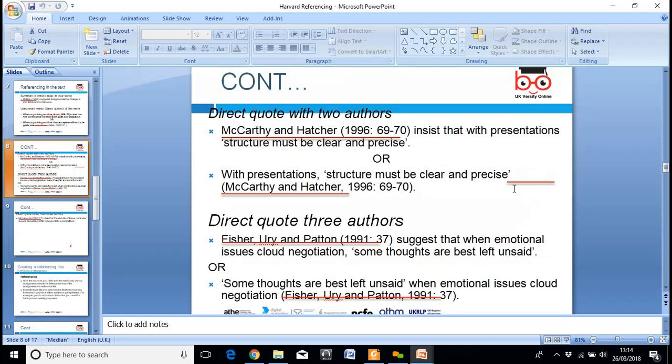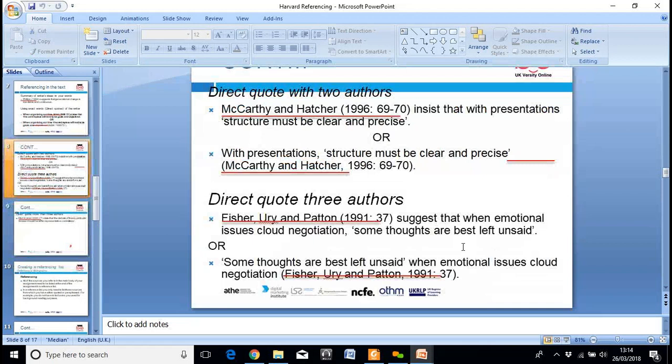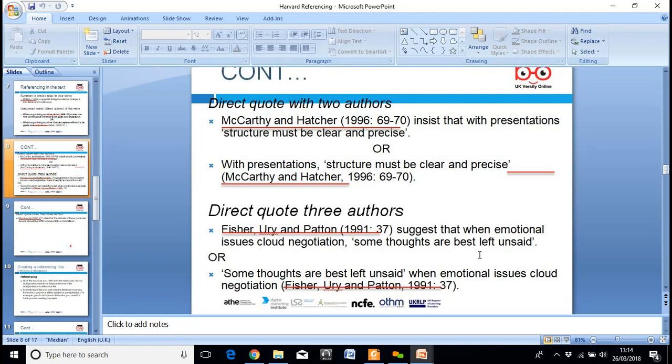A direct quote with two authors: McCarthy and Hatcher insist that with presentations, structure must be clear and precise. Or, with presentations, structure must be clear and precise, again just moving it from the beginning to the end. It doesn't really matter, but those are direct quotes using two authors, and both names are in. With three authors, you've got Fisher, Urey, and Patton suggest that some thoughts are best left unsaid, and then you put that in at the end. It doesn't really matter again which way it goes.